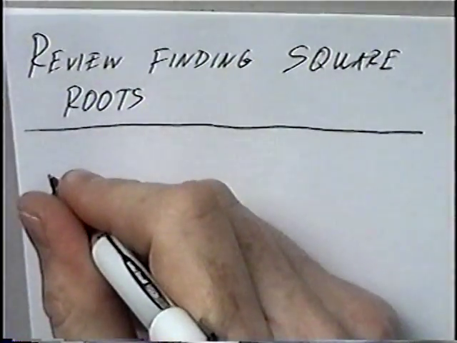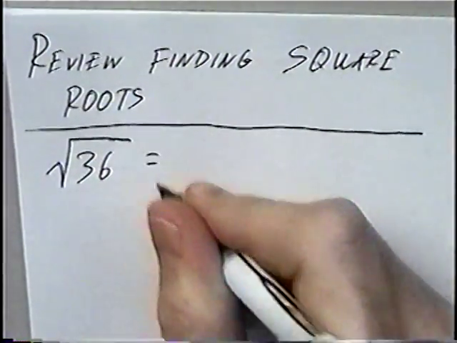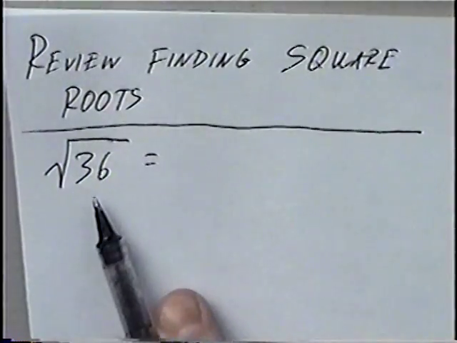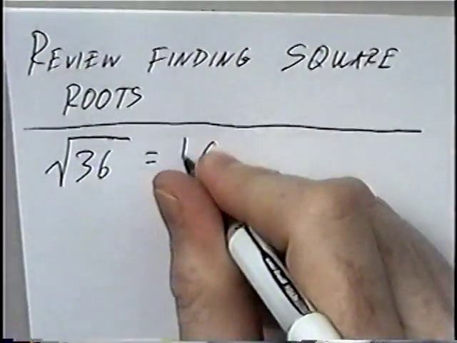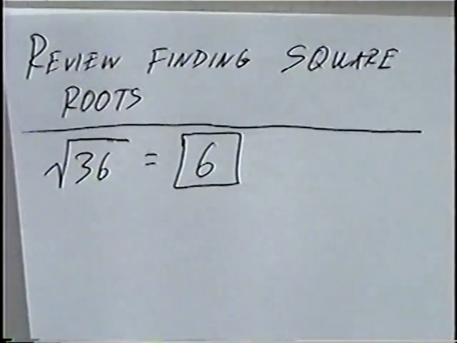First question is square root or radical 36. If you remember, 36 is a perfect square. There's a number times itself that's 36. And that number would be 6. So the square root or radical 36 is equal to 6.